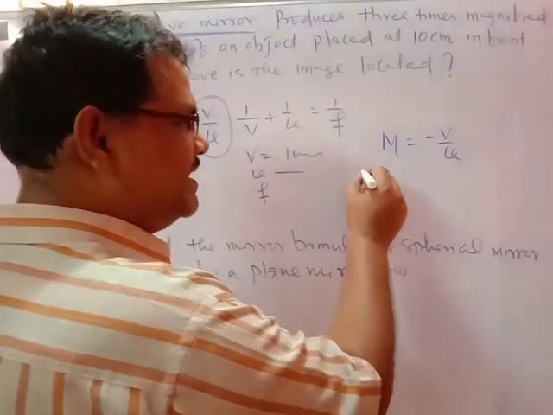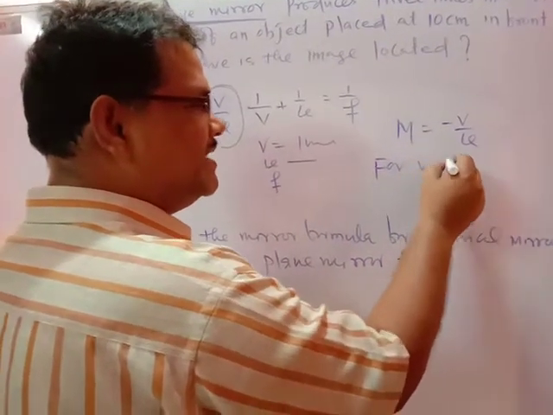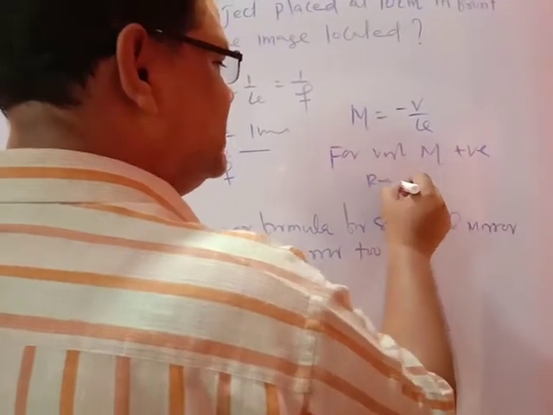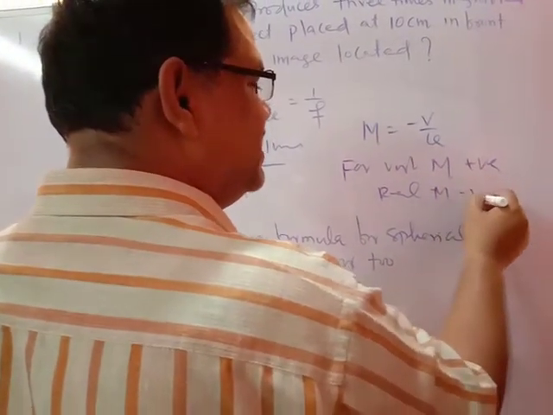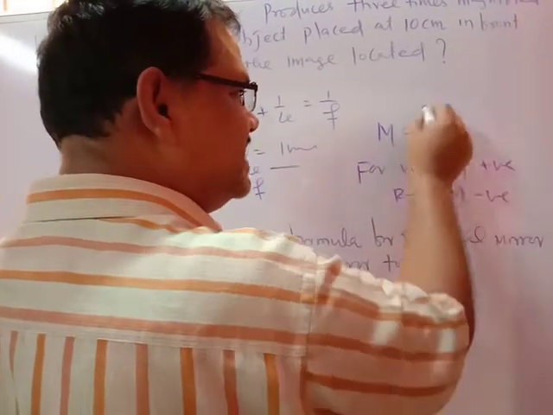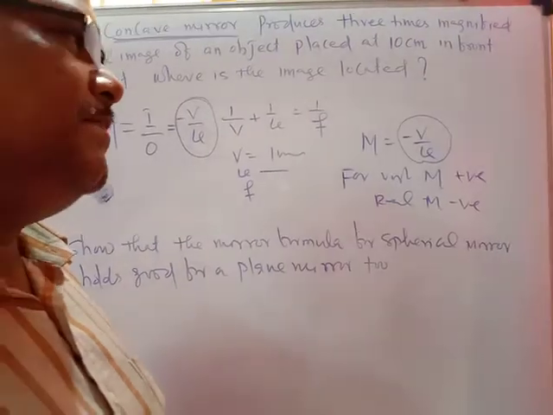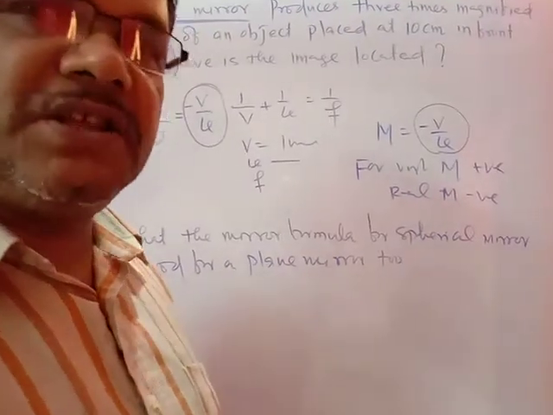For a virtual image, magnification is positive, and for a real image, magnification is negative. But that positive or negative should not be changed here. Whatever values you get for the magnification, make it plus or minus accordingly.